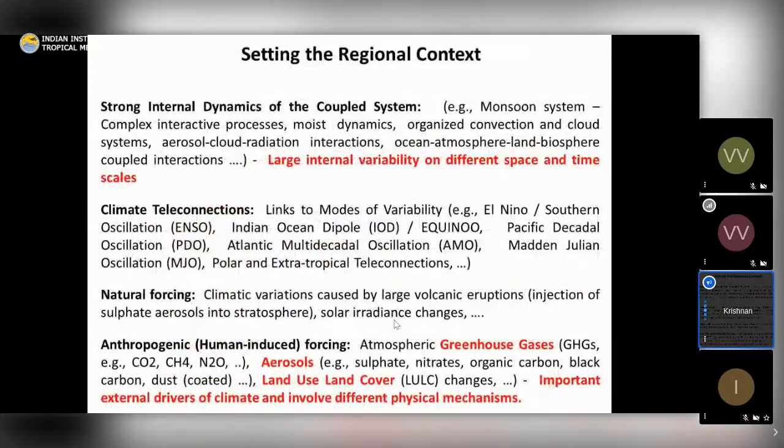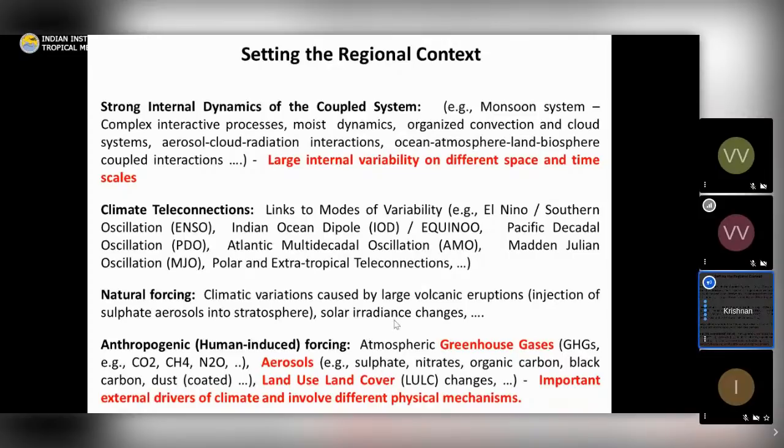And so while setting up the regional context, we understand that this region has strong internal dynamics of the coupled system. You have the monsoons, you have complex interactive processes, moist dynamics, organized convection, cloud systems, aerosol cloud interactions, atmosphere, ocean, land, biosphere coupled interactions. There's a large internal variability on different space and time scales. When I say internal, it is all within the climate system. There is no human influence. So that we have to keep in mind.